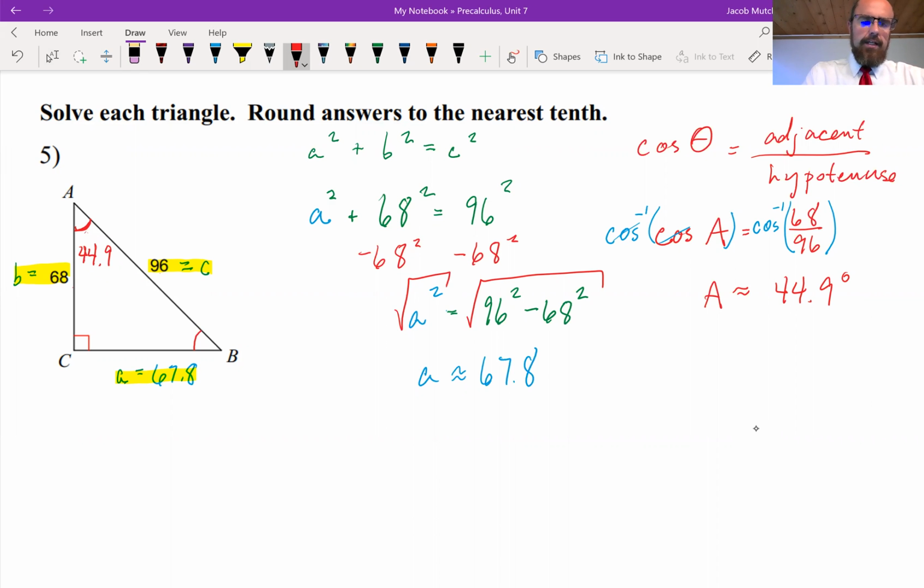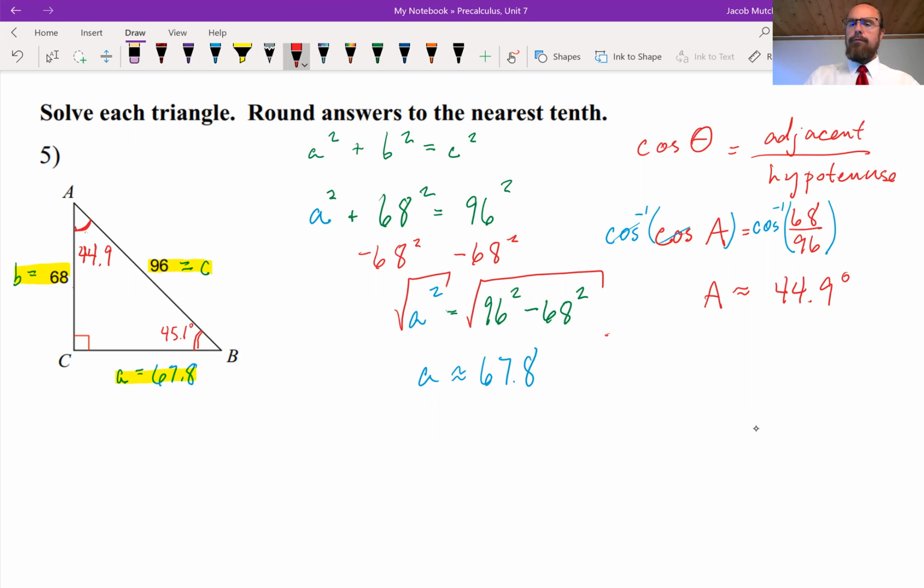Now, there's two different ways we could go to find the missing angle at B. I could use the idea that it's going to be complementary to angle A. So I could just say 90 minus 44.9. That should be 45.1. That's just with the triangle angle sum theorem, which tells me all angles should add to 180. So that would add up to 180.